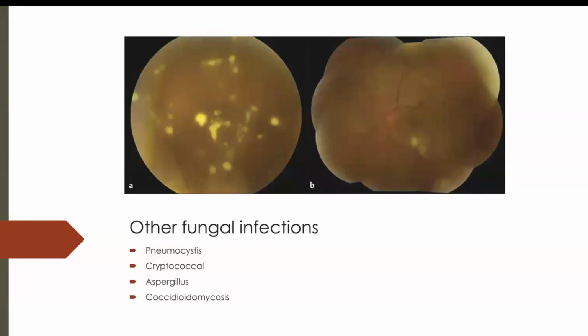Just a quick mention of other fungal infections. You've got things like pneumocystis, cryptococcus, aspergillus, coccidioidomycosis. So there are lots of different fungi that can cause very similar pictures in the eye. At the end of the day, you're giving antifungal treatment. You're considering things like a vitrectomy, and if it's an endogenous cause, you're trying to find the focal point of the infection elsewhere in the body.